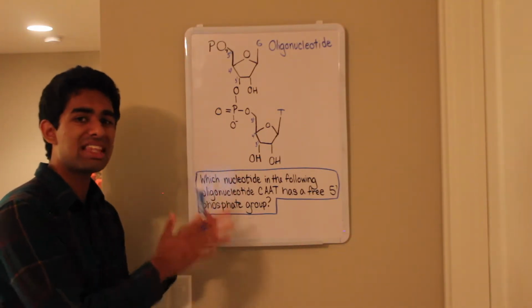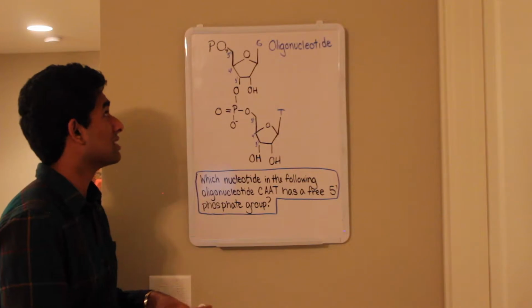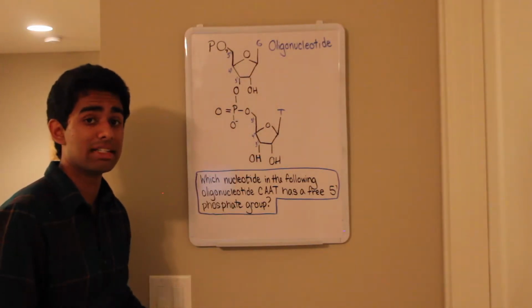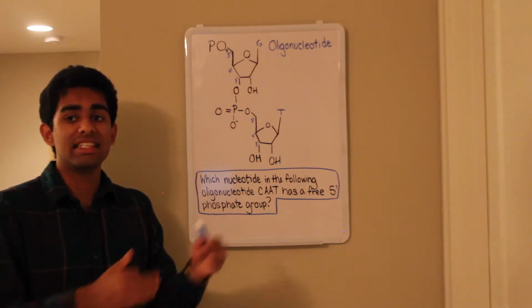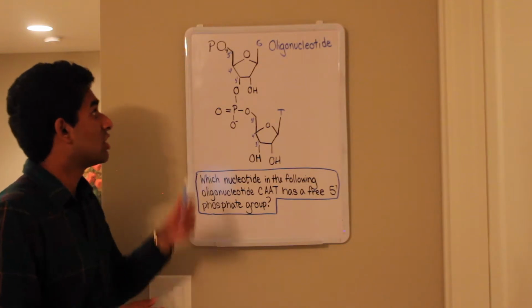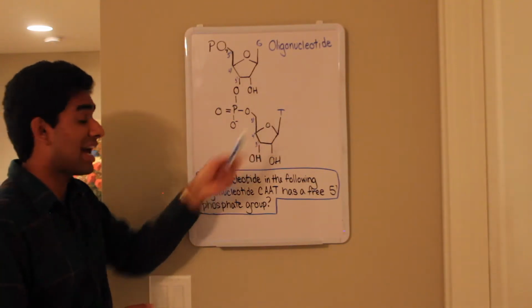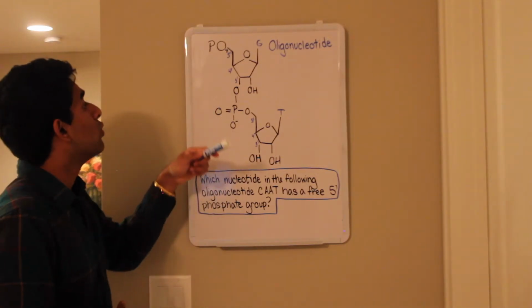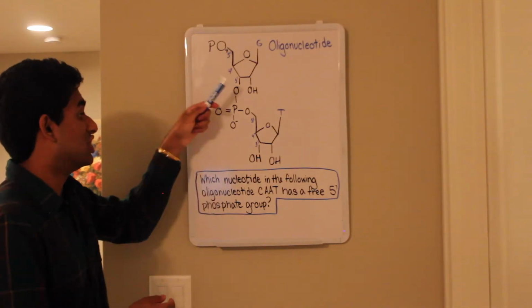Since the only thing that varies in these nucleotide sequences are the bases that are attached to the 1 carbon on the nucleotides, we generally can abbreviate these sequences just as the first letter of the base that is attached. So in this case, we have a guanine and a thymine attached to our nucleotide sequence, which means that we would actually abbreviate this as GT.